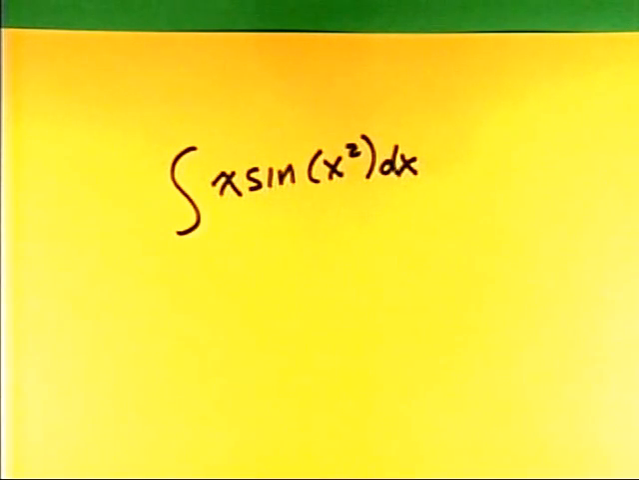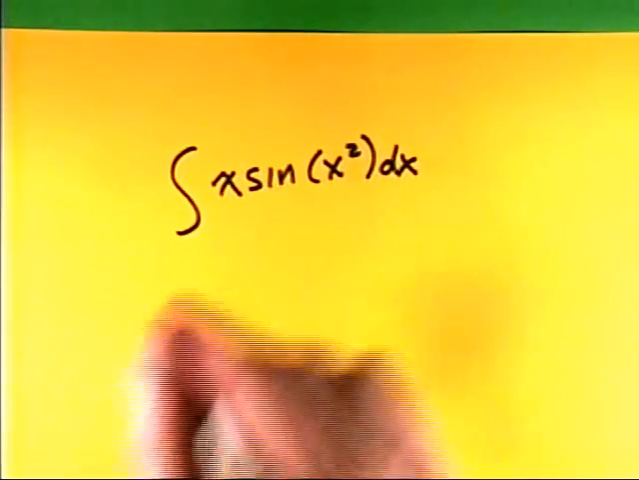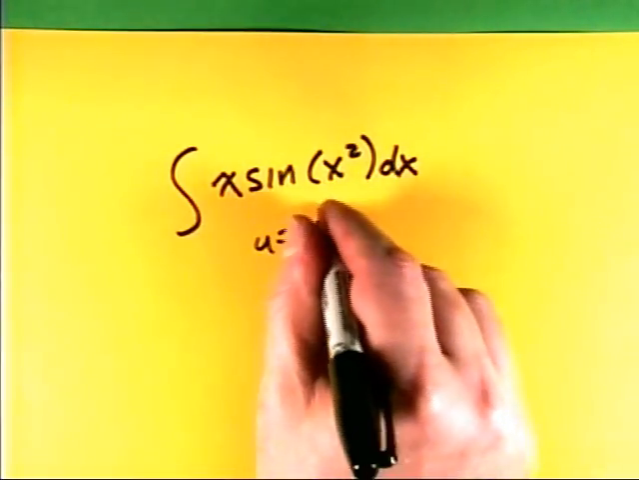Okay. You assign... What do you do? Okay. You assign u to be x squared. Excellent. u equals x squared.